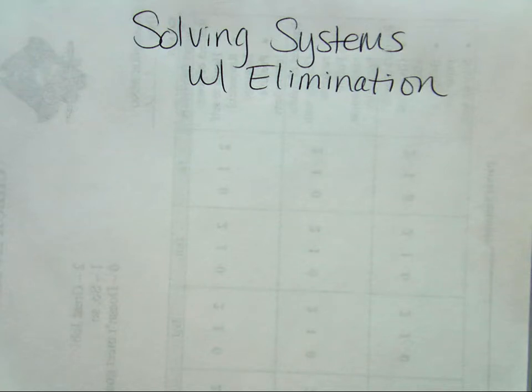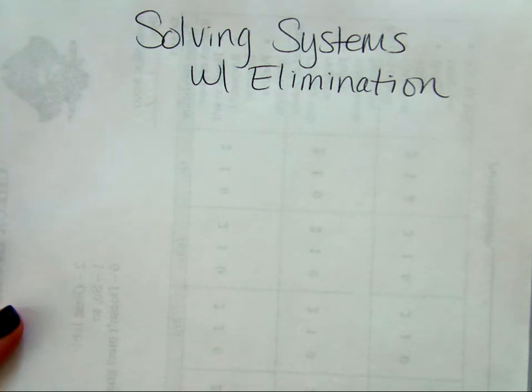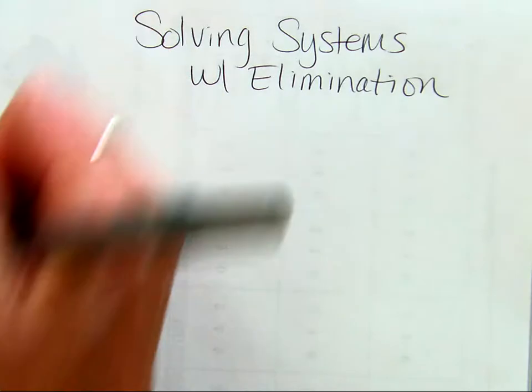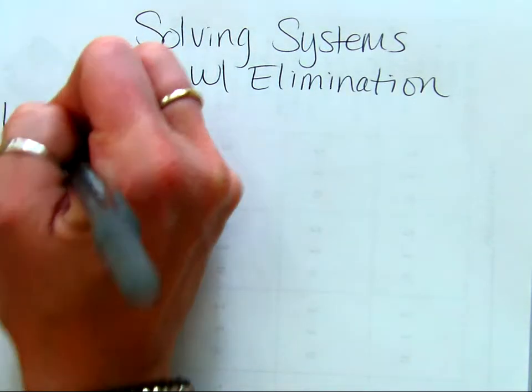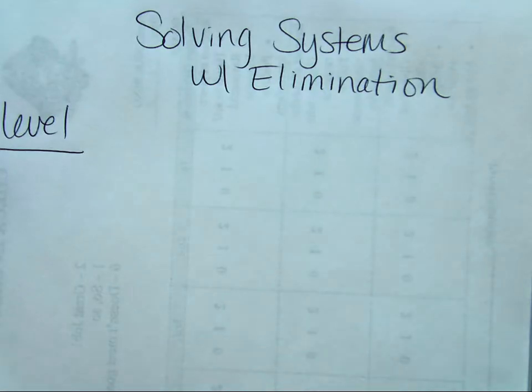But the first thing I want you to look at is the title of what it's asking you to use. Tells you a lot, right? So when we solved by substitution, we did a whole lot of substituting, right? When we solve by elimination, we're going to do a whole lot of eliminating. And eliminate means to totally get rid of, right?